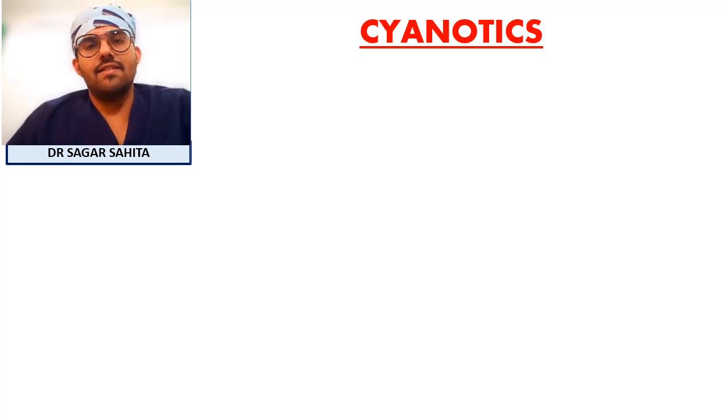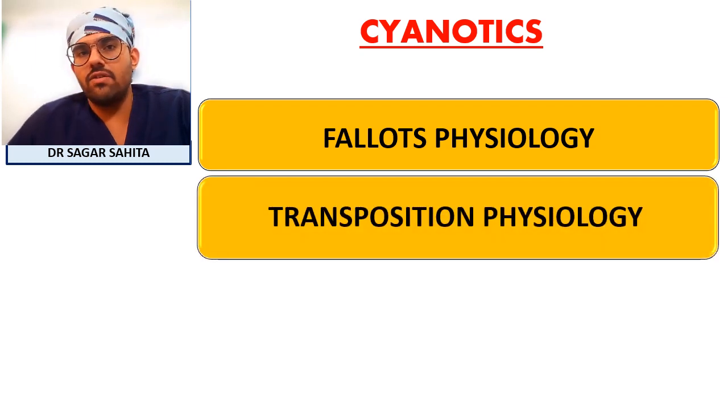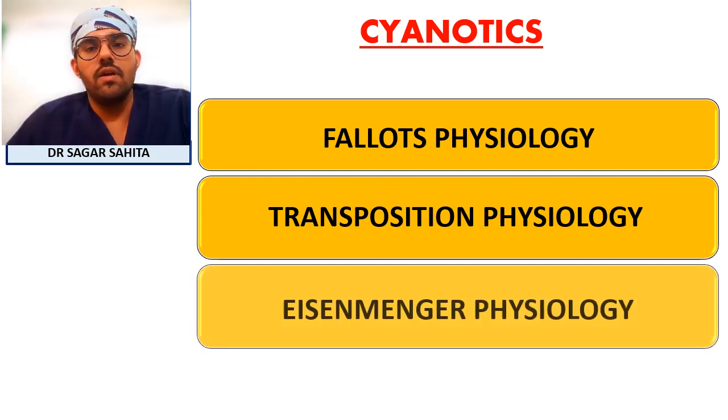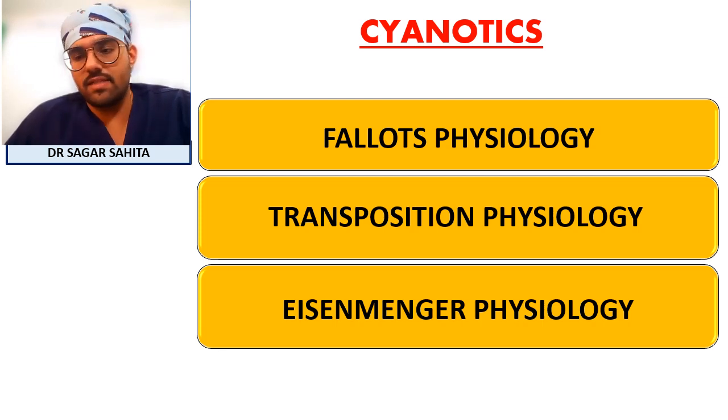So interestingly, the cyanotics can be divided into three main subtypes. One is the subgroup of patients with Fallot physiology, in which there is a large unrestricted VSD and there is pulmonic stenosis. A transposition type physiology, which is a high QP lesion, like we saw many cyanotic diseases are having increased pulmonary blood flow also. And the Eisenmenger physiology, which is basically lesions which have developed obstructive pulmonary arterial hypertension with reversal of the shunt.